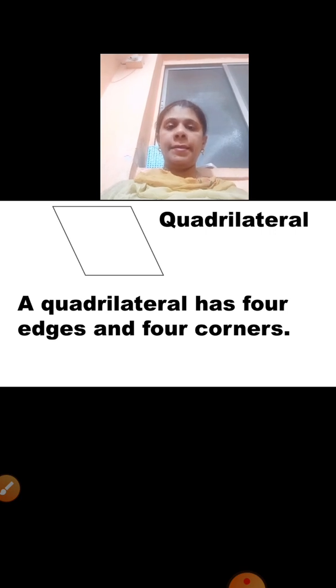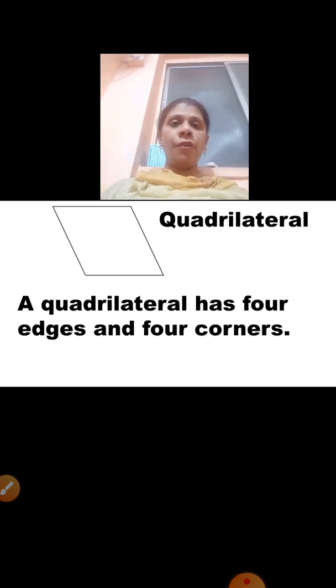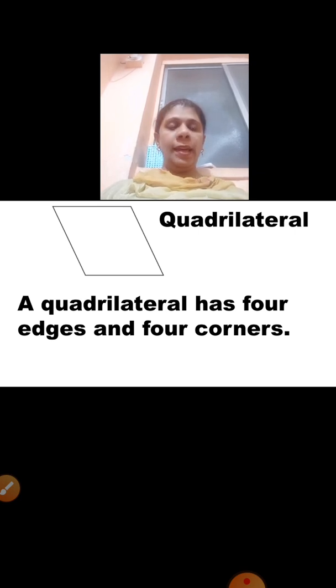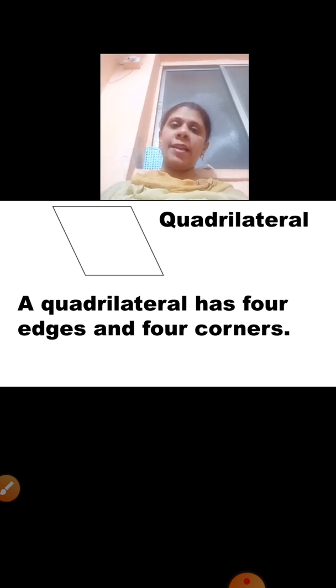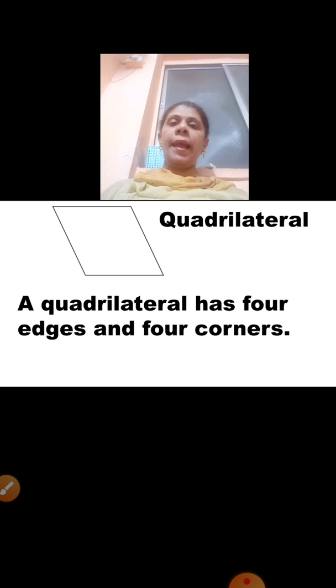Now which shape is this? Quadrilateral. Now can you repeat the spelling of quadrilateral after me? Q-U-A, D-R-I, L-A, T-E-R-A-L, quadrilateral.